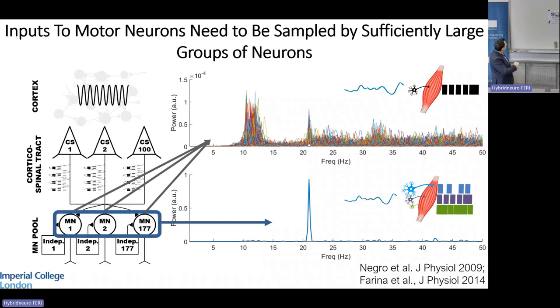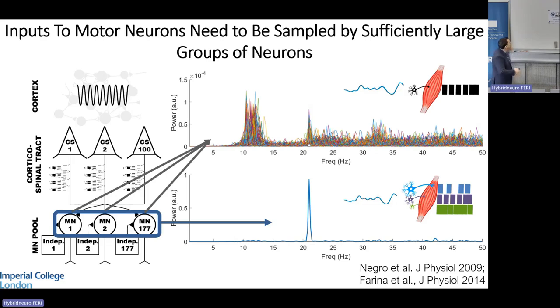So the motor neurons need to work as a population. Because they need to work as a population, they receive a common input. Because they receive a common input, they are not independently controlled. Because they are not independently controlled, that means that we don't have that many neural signals available as we were thinking at the beginning, right? But how many do we have?